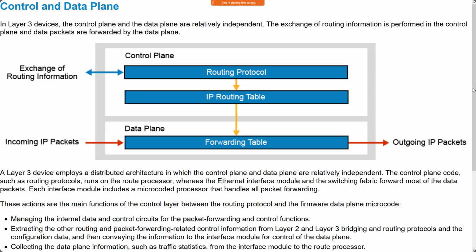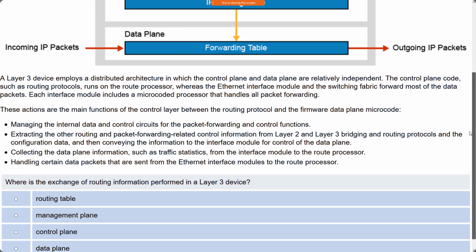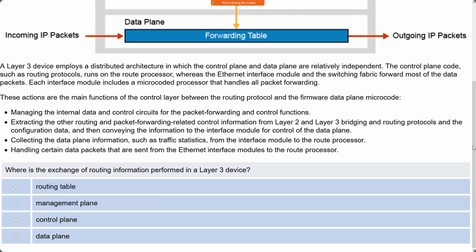It says here that a layer 3 device employs this distributed architecture, but we would see this typically in other types of devices as well. The control plane code, that's going to be anything that runs on the route processor, and then the switching fabric itself, the ingress and egress ports of the device, that is our data plane function.